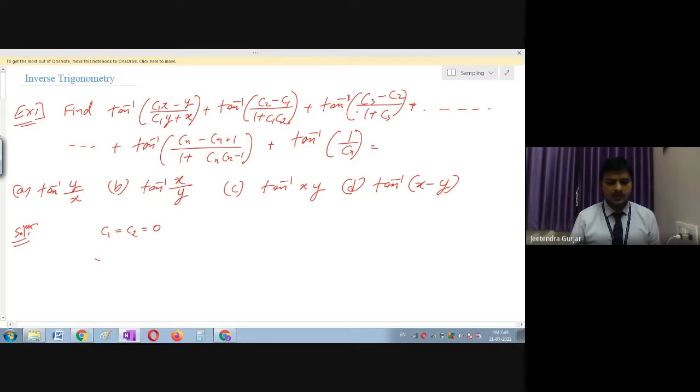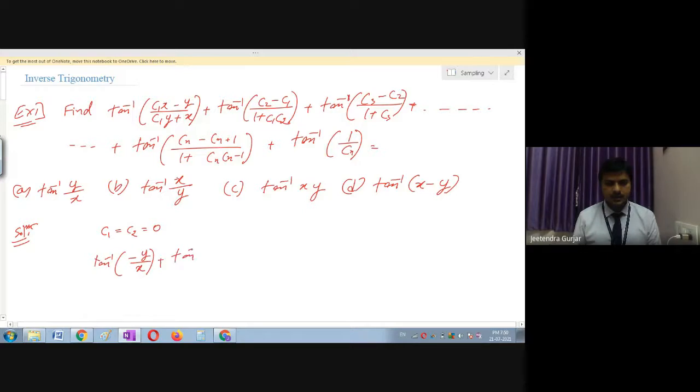This will become 0 again. So all these terms do not exist, only the first one will exist. So just substitute here. This is tan inverse, this is 0, so minus y will be there only, divided by C1, again it is 0, so only x will remain here. Remaining all the terms will get cancelled because they are all of the same type. So all these terms will go and the last term, Cn, will remain.